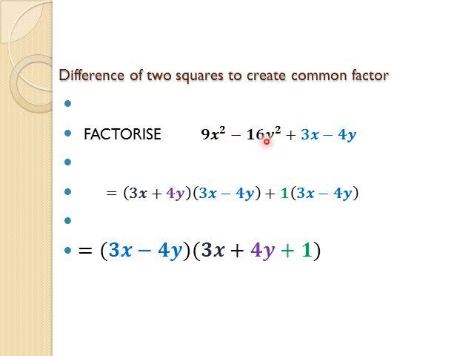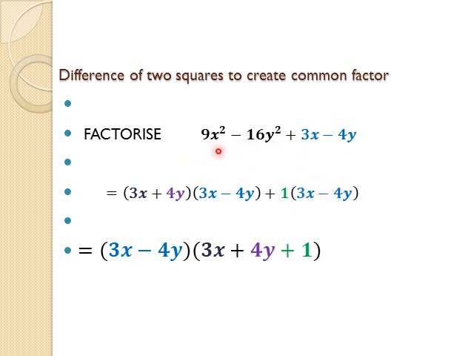I have 9x squared minus 16y squared plus 3x minus 4y. So we should assume you can pick up that the first two terms, 9x squared minus 16y squared, are two perfect squares, no? Separated by a minus. So these two are a difference of two squares. Right, so the square root of 9x squared is 3x, the square root of 16y squared is 4y. So 3x times 3x gives me 9x squared. 4y times negative 4y gives me negative 16y squared, but positive and negative. There, I just took out the 1 and I'm left with 3x minus 4y.